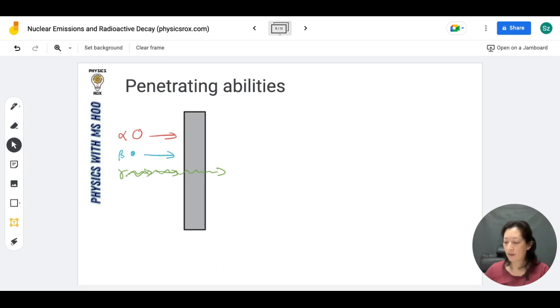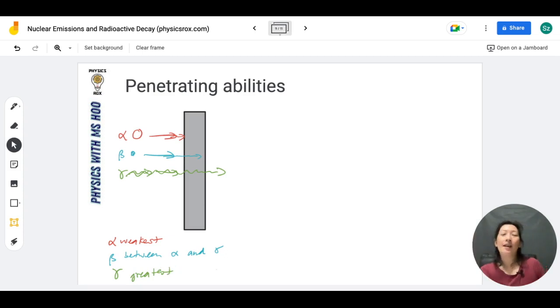Between alpha and beta, beta is smaller and travels at high speed, so it's able to penetrate a little bit more. Alpha is very, very easily stopped. So between the three, alpha has the weakest penetration ability. Beta is between alpha and gamma, while gamma has the greatest penetrating ability. Logical, right?